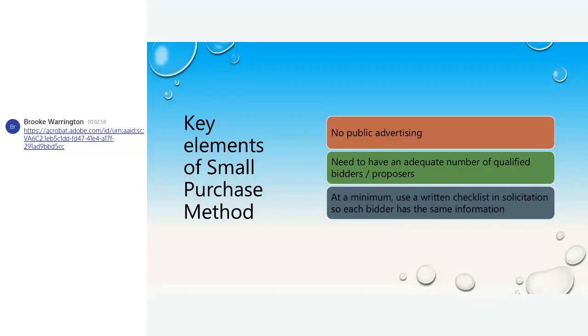I always told my staff, adequate is 3 minimum. 1 is definitely not it. 2, they would like you to get more. 3, they seem to be happy with, but that's what I always strive for, a minimum of 3. At a minimum, use a written checklist in your solicitation so each bidder has the same information.